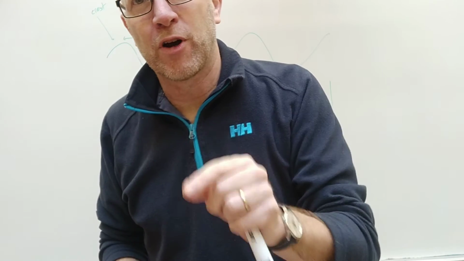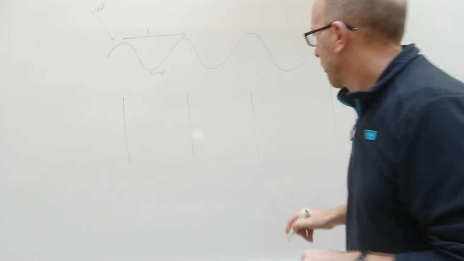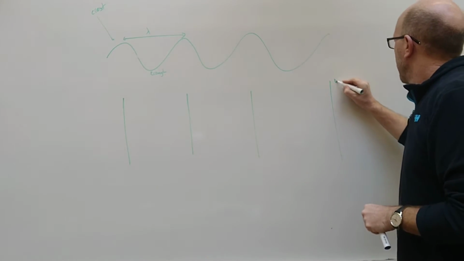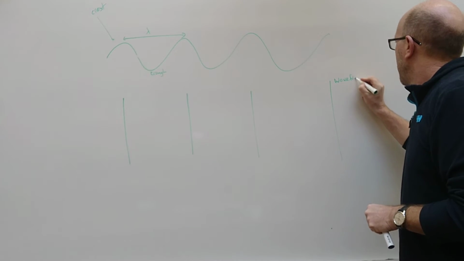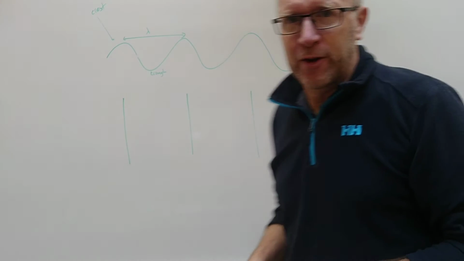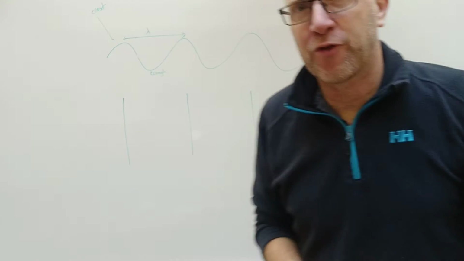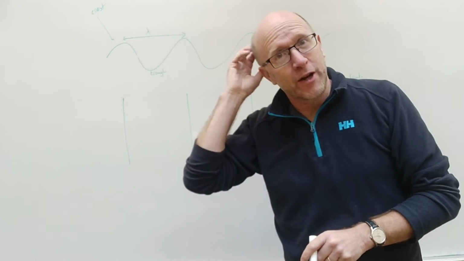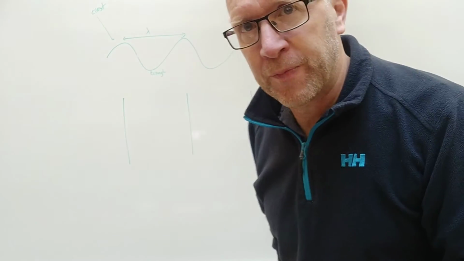So in the plan view, looking down on it, we don't call them crests anymore, we call them wave fronts. So these are now called wave fronts. You can still call them crests if you like, but the general term is wave fronts, and we'll be using wave fronts a lot in our sections as we go on.